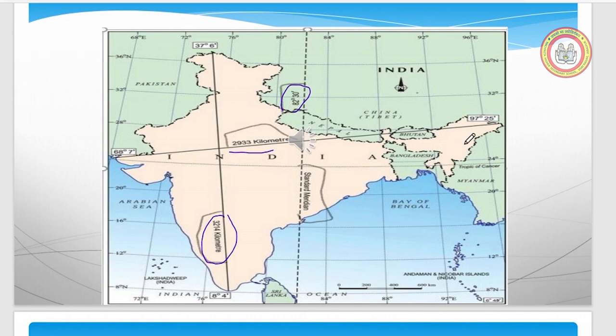The sun rises 2 hours earlier in Arunachal Pradesh as compared to Gujarat in the west, but the watches show the same time. It is because the watches are set for all parts of India as per the Indian Standard Time, which is measured at 82 degree 30 minutes east longitude. Hence, the watches show the same time both in Arunachal Pradesh and Gujarat.